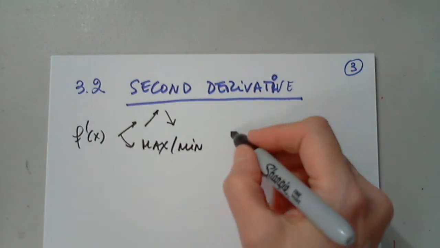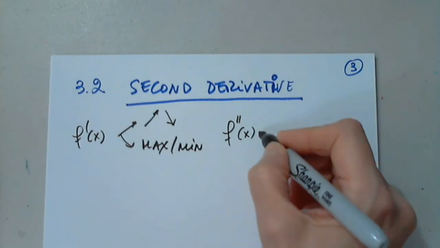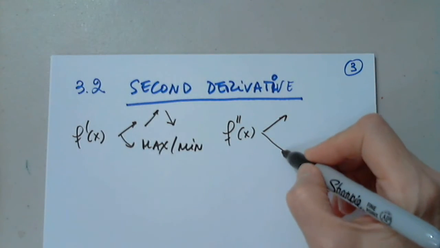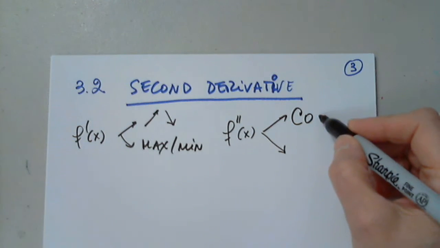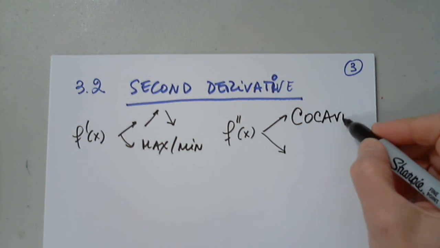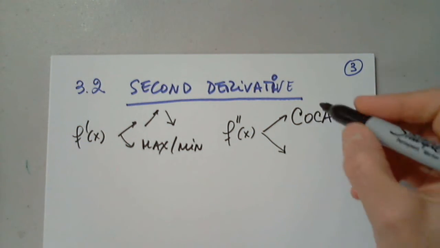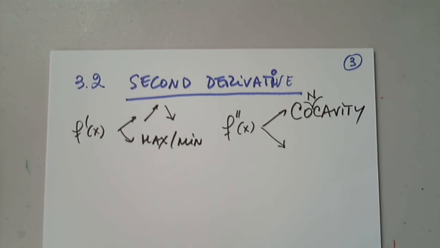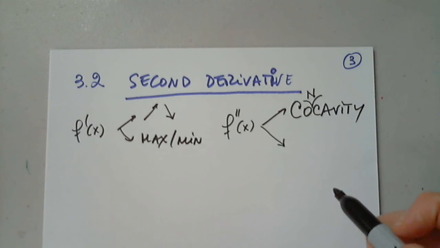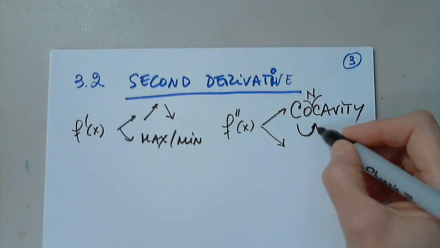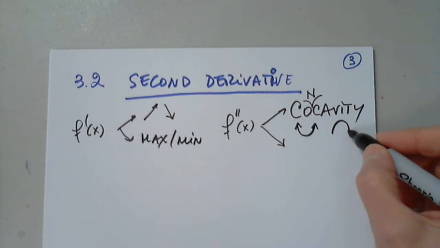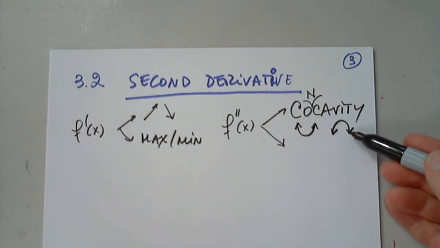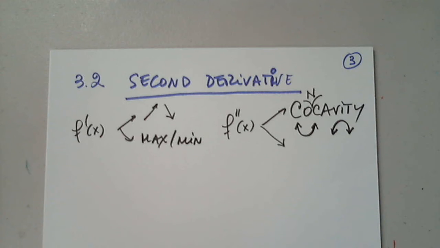Okay, what about the second derivative? What will the second derivative give? Also two different things. Something called concavity. See, I talk and I write. So concavity, what does it mean? Holds water? It does not hold water. Concave upward, of course, and concave downward.